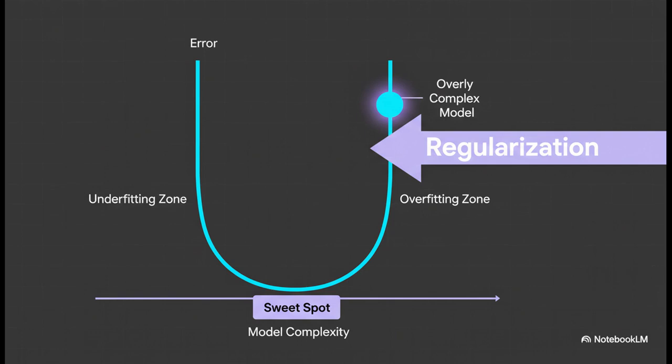Regularization acts like a guide rope. It gently pulls our high-capacity model away from that dangerous overfitting zone and back towards the sweet spot on that U-shaped curve, right where it generalizes the best. It's how we find the balance.